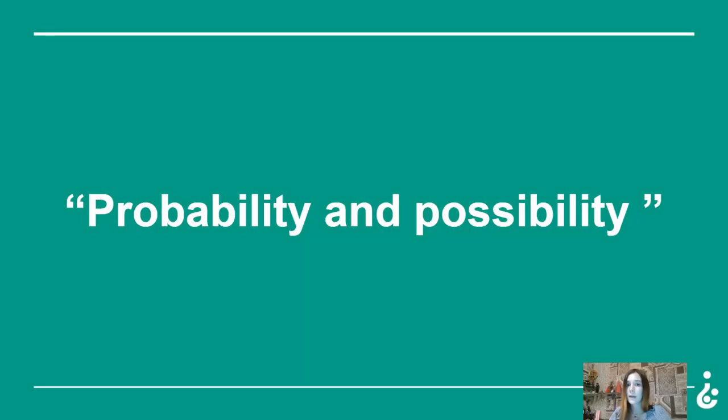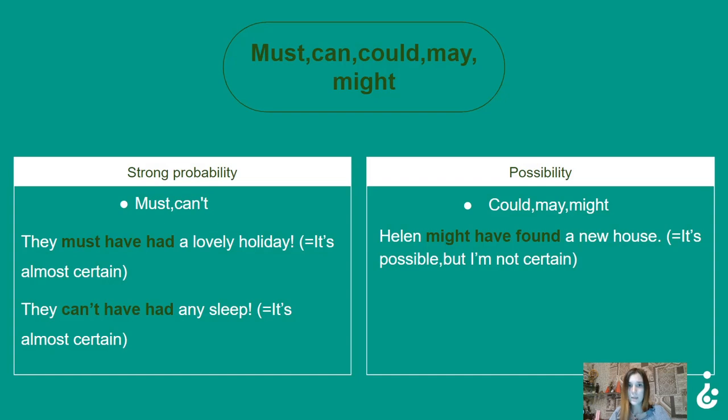And probability and possibility. Must, can, could, may, might. Strong probability. For that we use must and can't. They must have had a lovely holiday. It's almost certain. They can't have had any sleep. It's almost certain. And for possibility, we use could, may, might. Helen might have found a new house. It's possible, but I'm not certain.